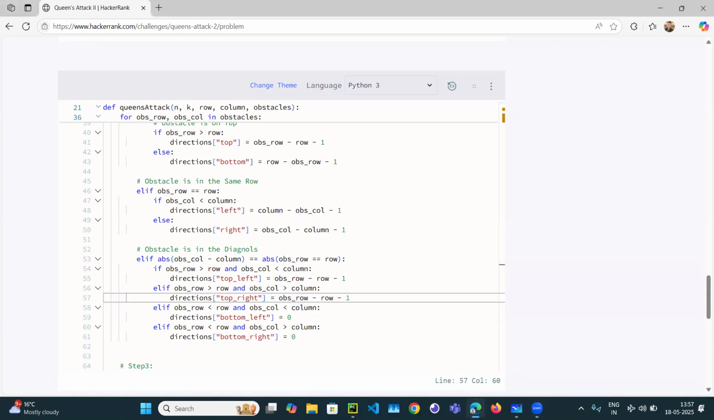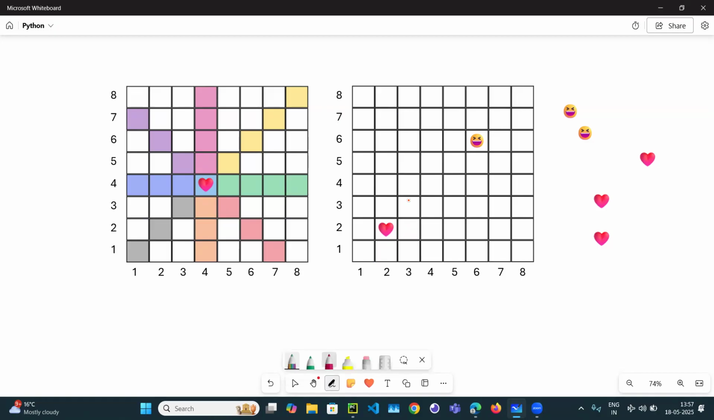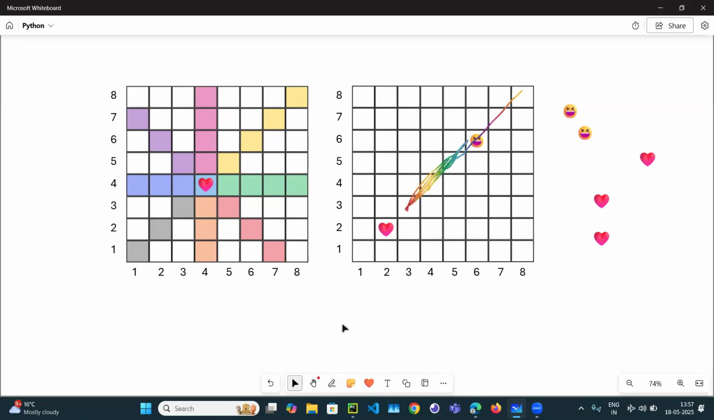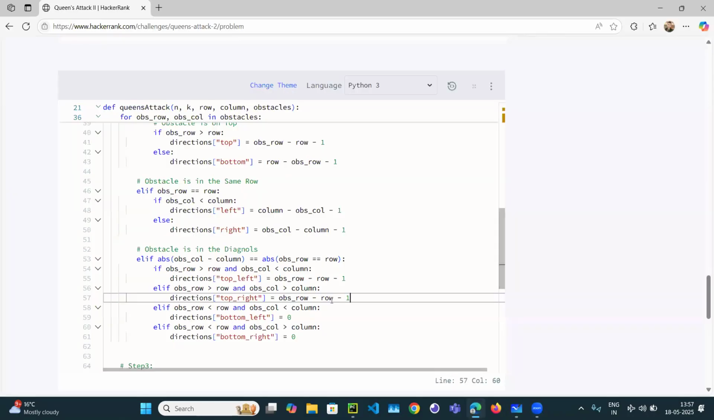Yeah, it looks the same, but let's try another position, because maybe we were wrong. Let me put the queen here. Earlier it could attack 1, 2, 3, 4, 5, 6, but now it can attack only 3. So 6 minus 2 is 4, and minus 1 is 3. So yes, it should be 3 only. It looks correct, so we have updated that as well.